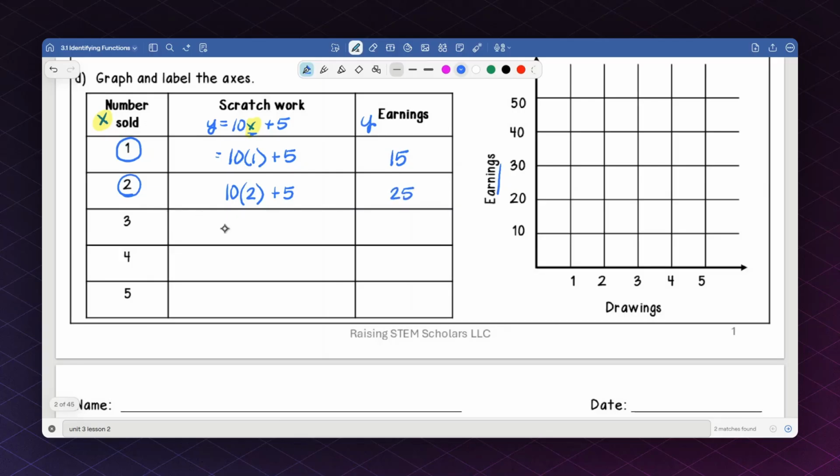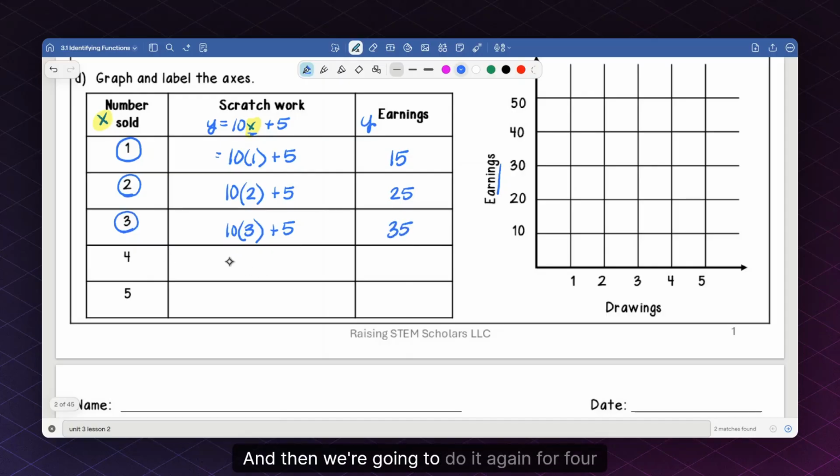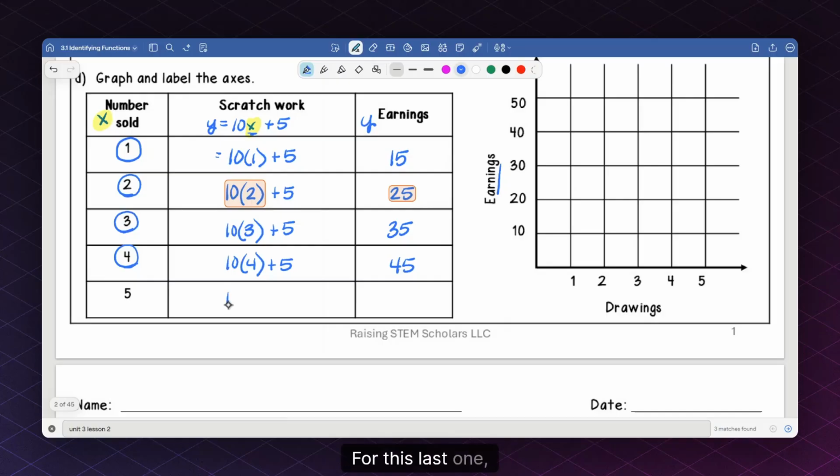Then I'm going to do it again. I have 10 times my number of drawings, which is 3. I'm going to drop my 3 in here, plus 5. 10 times 3 is 30, plus 5 is 35. And then we're going to do it again for 4 drawings. 10 times 4 drawings, because that's what my x value is for this case, 10 times 4 plus 5. So that's 45. I don't know why my thing is all of a sudden circling, like making those red. I don't know what I did there to make that happen. Okay, we're going to do it for this last one. We got 10 times 5 plus 5.